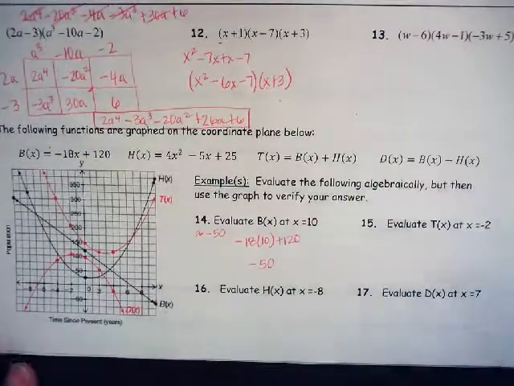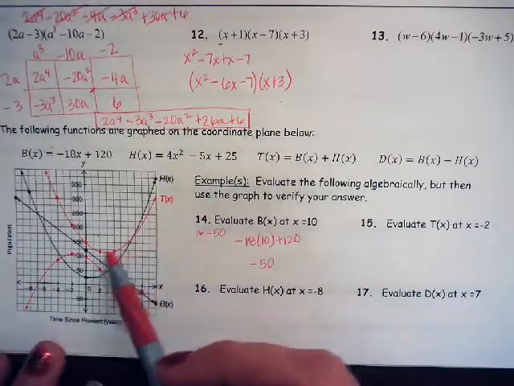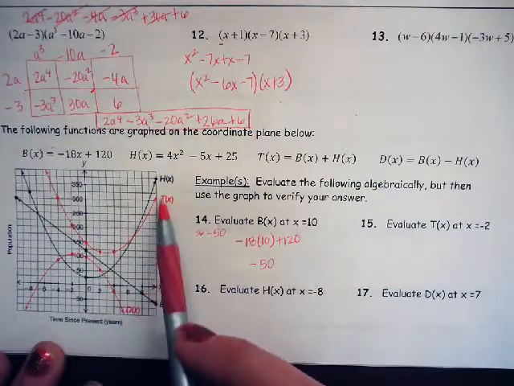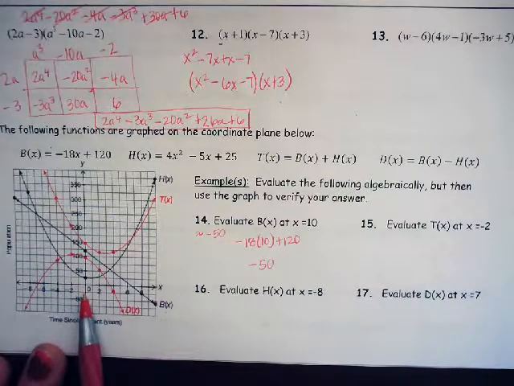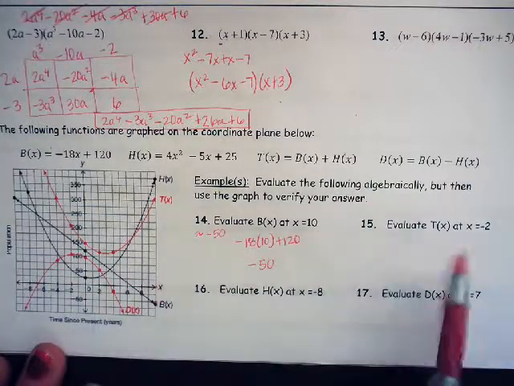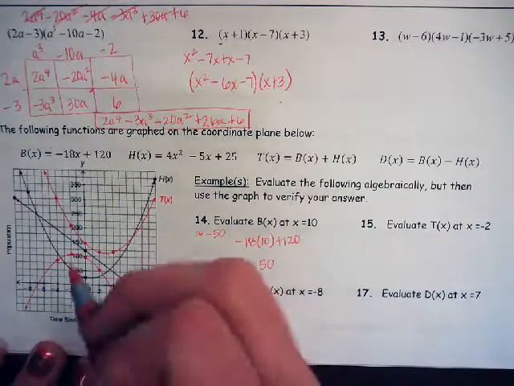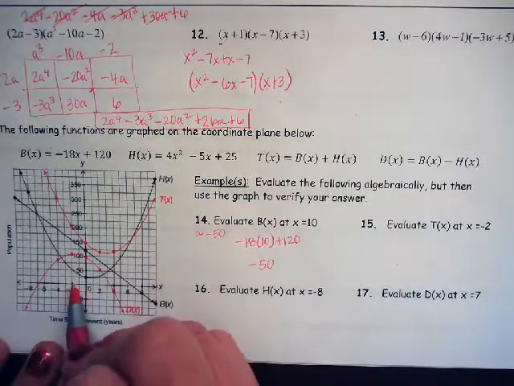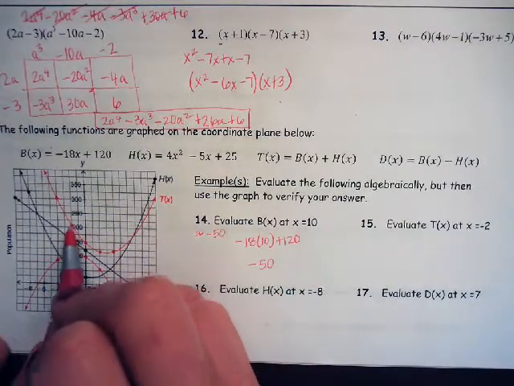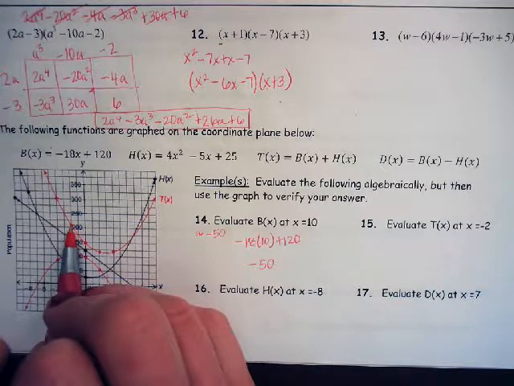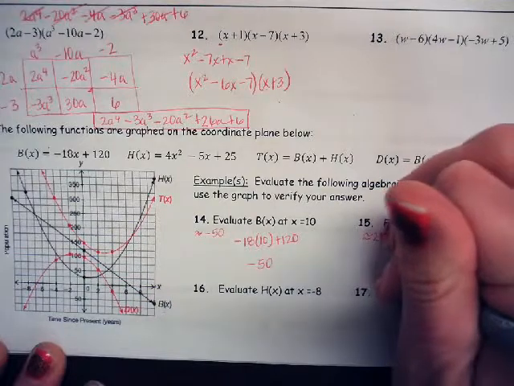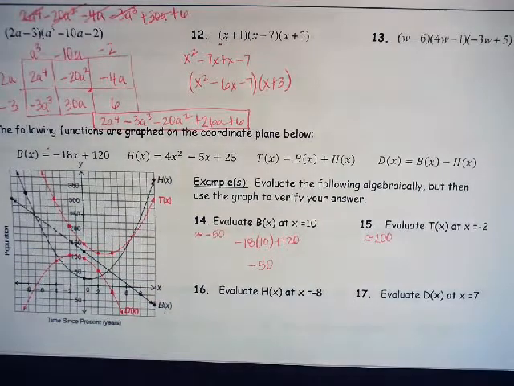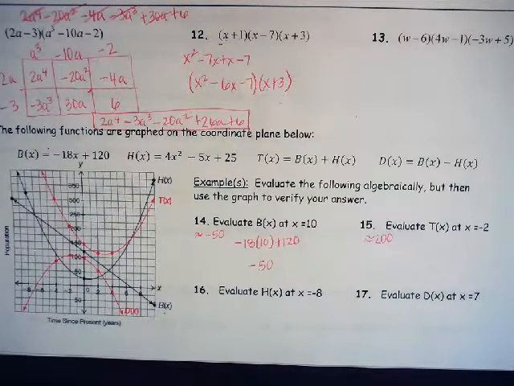Okay, 15. Evaluate t of x. That's this one in red when x equals negative 2. I like to first see what number I should be getting and then put it into the equation. So t of x at x equals negative 2. Here's negative 2. I come up here to t of x, and it looks like it's about 210. We'll just put about 200 just to give us an idea of what we're shooting for. So let's put negative 2 into this equation.